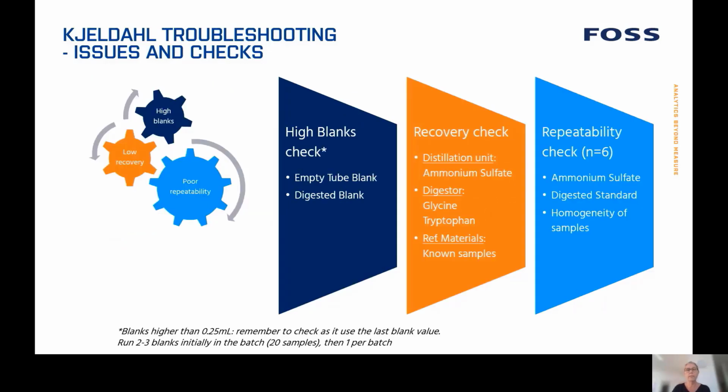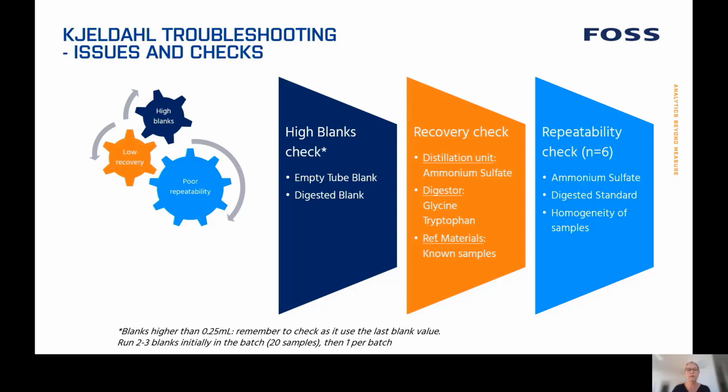If you have issues with high blanks, when we talk about blanks, we mean empty tube blanks. We have two different blanks, the empty tube blank and the digested blank. When we talk about high blanks, we mean blanks higher than 0.25 milliliter. They should be below that. And remember, because it's important, the last blank is used for the calculation of the results.